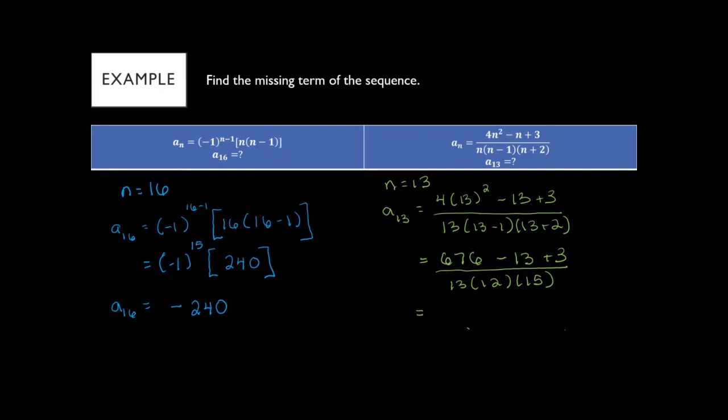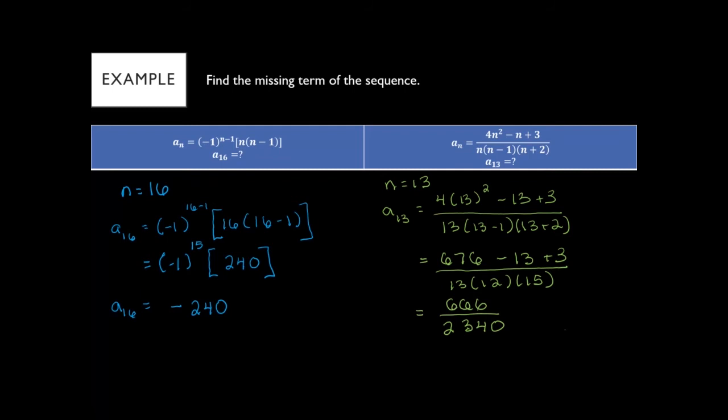So I'm going to simplify the numerator. Subtract 13 plus 3, 666. And then the denominator, 13 times 12 times 15, 2,340. Now, when we have sequences, you don't want to write them in their decimal form.